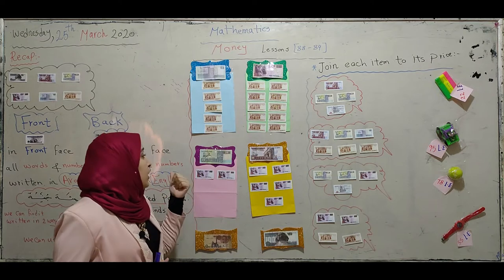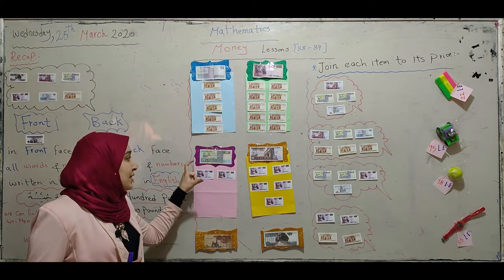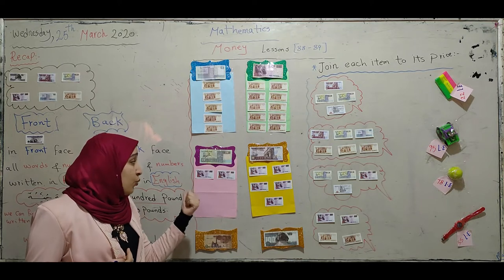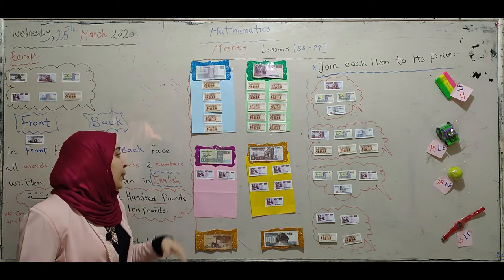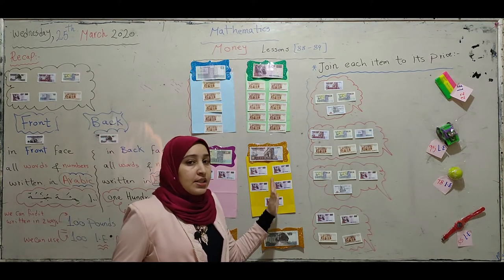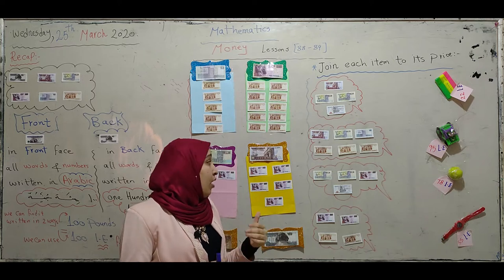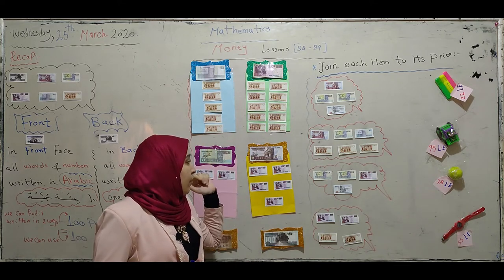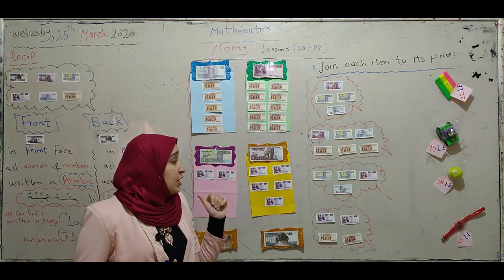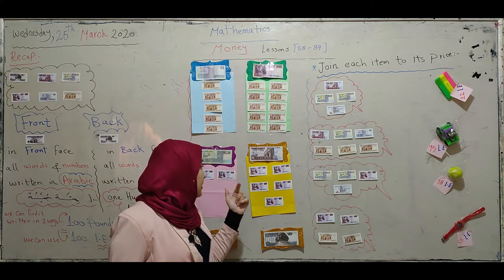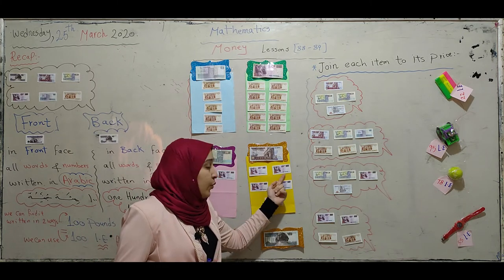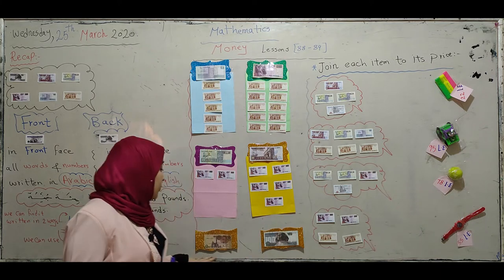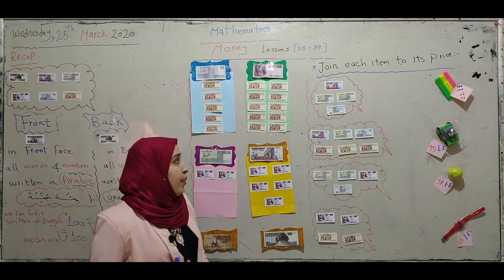When we decompose 20 pounds, I have 2 banknotes, each one with 10 pounds. And the last one is 50 pounds. When I want to decompose it, we have 5 banknotes, each one with 10 pounds. Let's count. 10, 20, 30, 40, 50. And we have 1 pound and 100 pounds also.